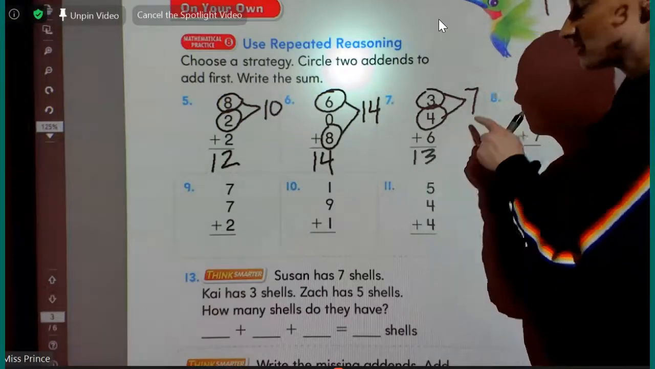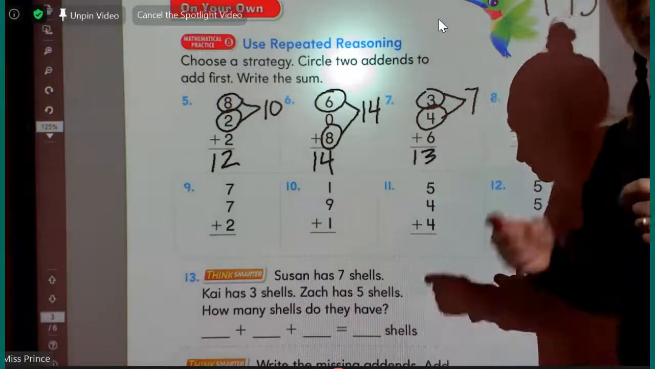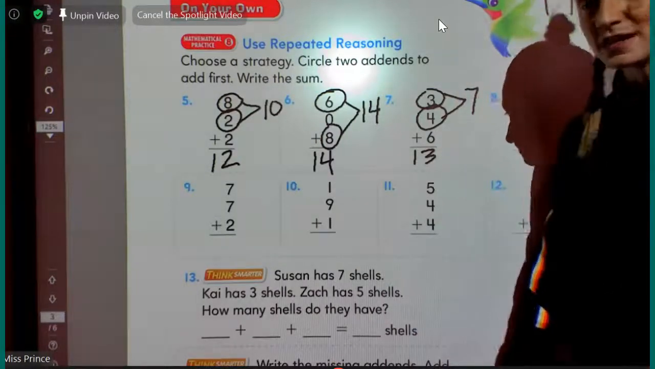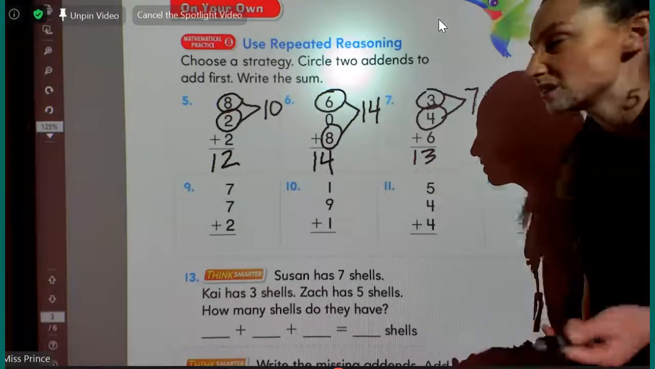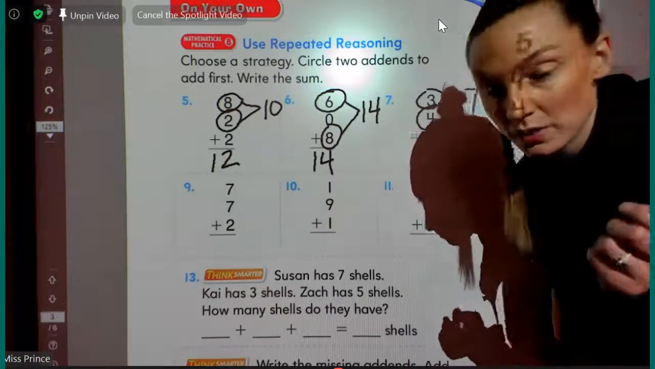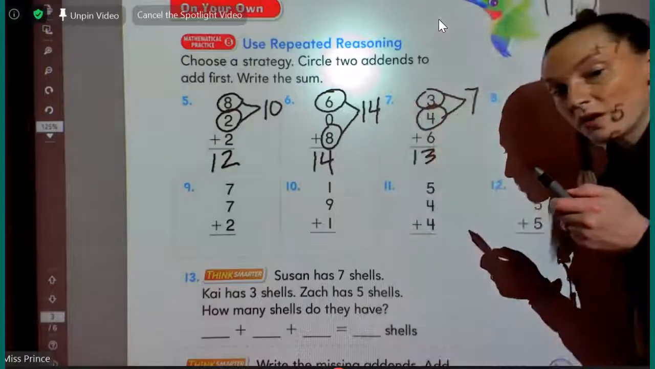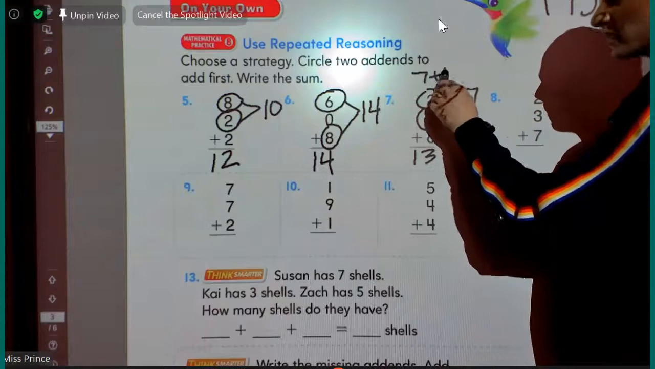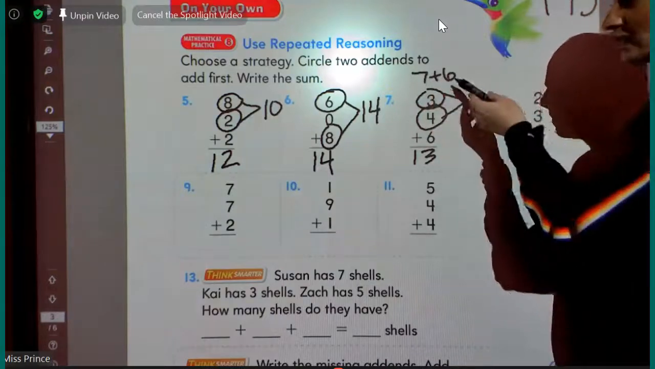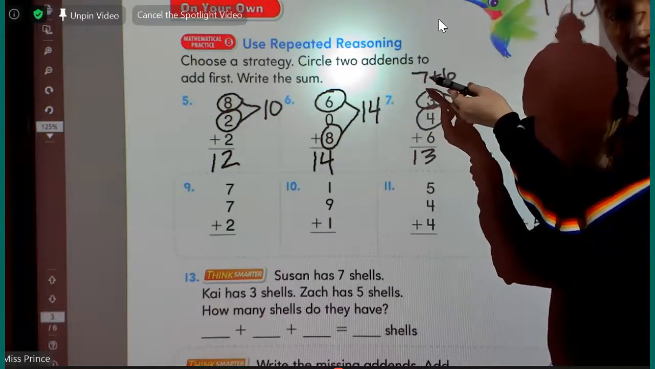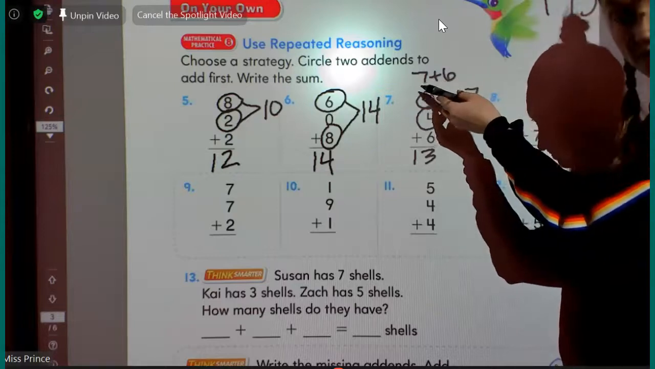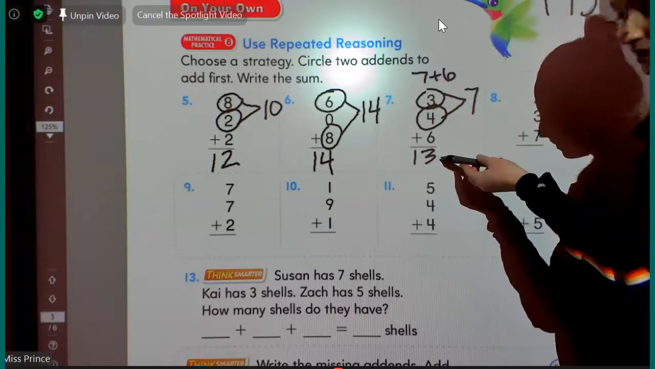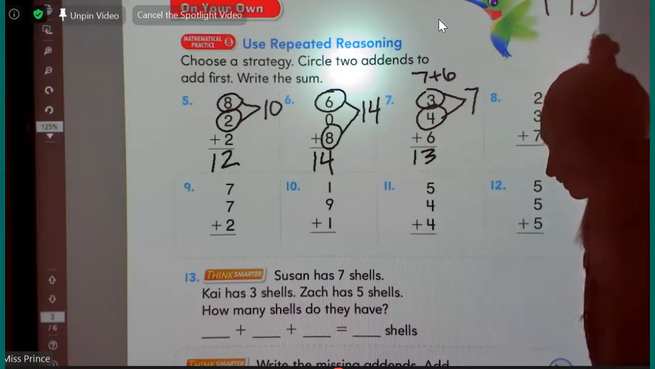So I heard Elias count on. He scooped up 7, and then he counted on until he got to 13, and that's perfect. Another way that we can do this is a doubles plus 1 or a doubles minus 1. The way that we're going to know is if we write it 7 plus 6, I know that a 6 is smaller than a 7, so I would have to double the 7, 14, take away 1, 13. Awesome job, Elias.